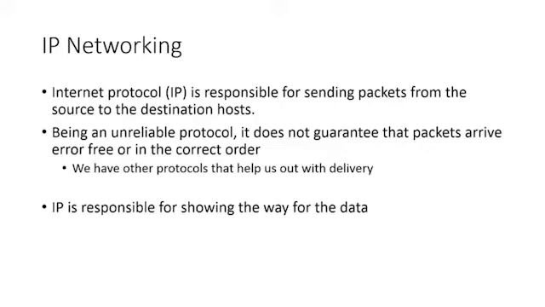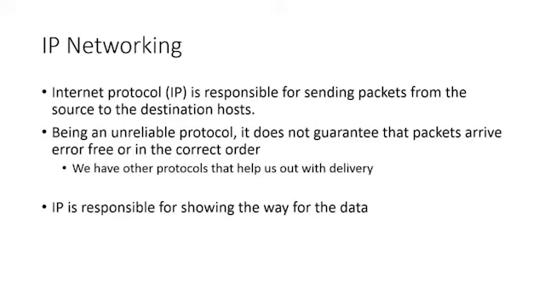So Internet Protocol, or IP, is responsible for sending packets from the source to the destination hosts. It's responsible for showing the way for the data. All right? Now, this is an unreliable protocol. There's no mechanism in place to make sure it's doing what it's supposed to be doing. So it doesn't guarantee that the packets arrive error-free, or if they arrive in the correct order even. That's not IP's job. We have other protocols that are responsible for that. We'll get to those guys here in a second.